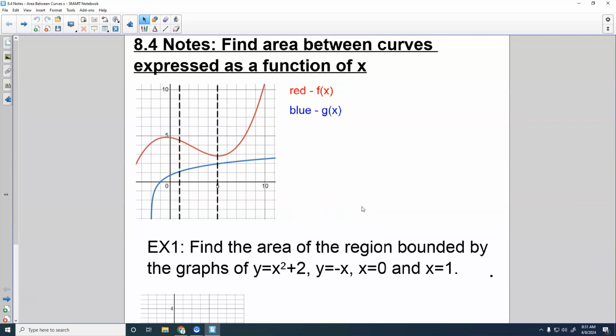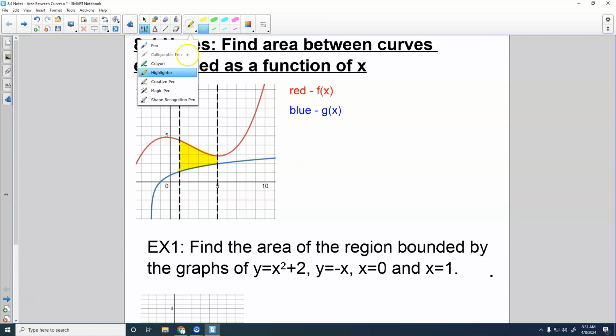If I am trying to find, let's use a highlighter, the area that is between these two curves. So if I want the area of this weird shape right here, what would I have to do? Any ideas?